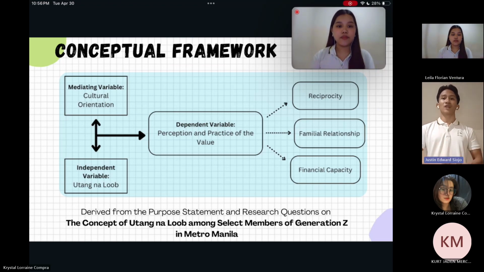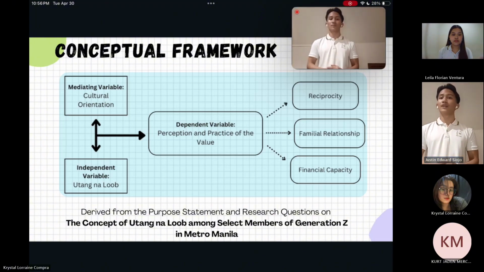And from the dependent variable, or the perception and practice of utang na loob, three themes, which were also mentioned in the abstract, are reciprocity, familial relationship, and financial capacity. These themes are the expected factors on why there is a change on Gen Z's and millennials' perception on the practice of utang na loob.